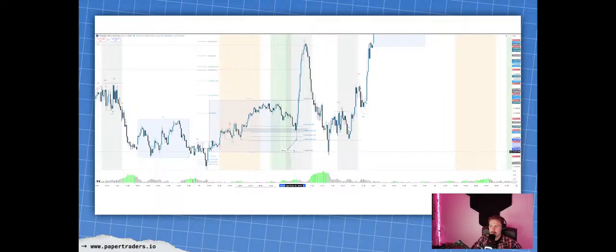VIX fix sweep of the previous low here, into the London range, within the range, and holding the 50% of the FVG.